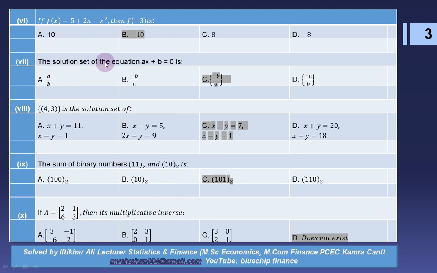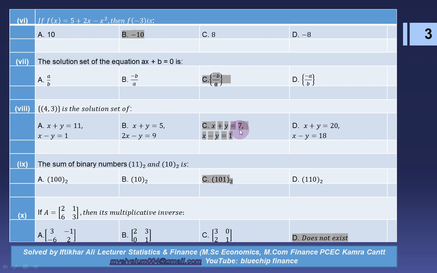The solution set of the equation ax plus b equals 0. Correct option is minus b over a. Because when we take this b to the left, it will become minus b, and when we take this a to the other side of the equation, it will be divided. So correct option is minus b over a.